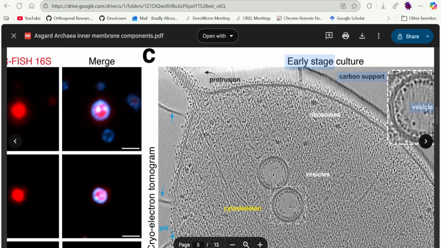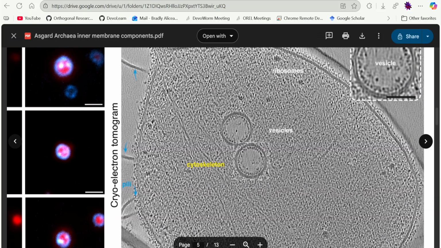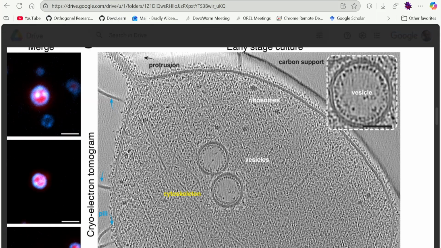Let's look at more light microscopy. This is an early stage cell culture. So this is just showing the cells as they're young, and they have a lot of the features that are indicative of a healthy cell.